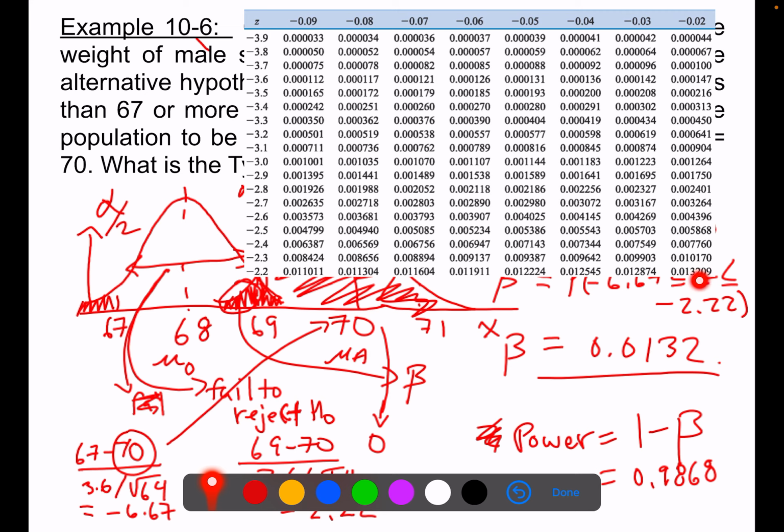Any questions? Okay, so beta is going to be 0.013 because of this number, and the power is going to be 1 minus beta, which is 98%. So that's a very good power. There's only about 1% of type 2 error.